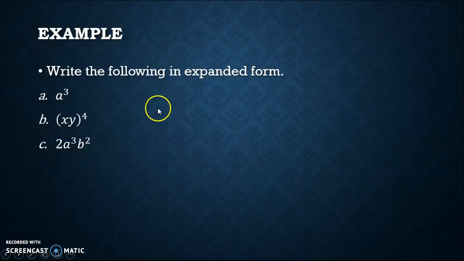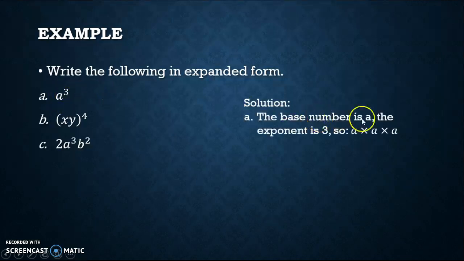Now let's try an example. How do we expand these expressions? With index notation, if you can read it correctly, you can expand it correctly. How do you read this? A with a superscript 3. It's essentially base a to the power of 3. So the base number is a, and the exponent is 3, so it expands to a times a times a.